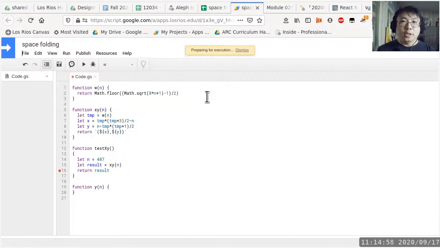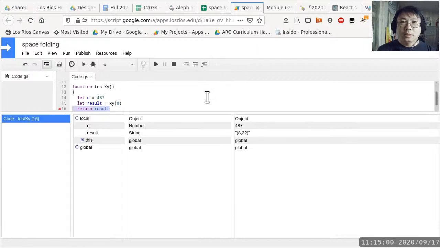And then we go to test xy. And we are now at the breakpoint, which means the result should be computed. And it's right here. It's 822. So this is how I can use a spreadsheet to help myself verify that the equations do work.